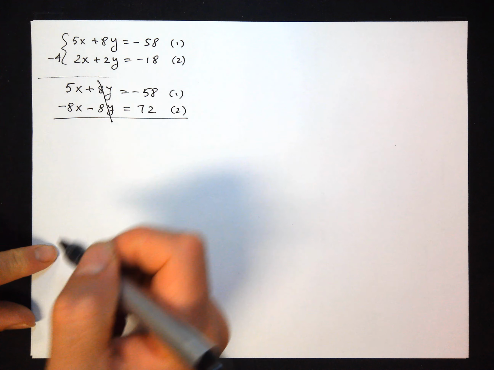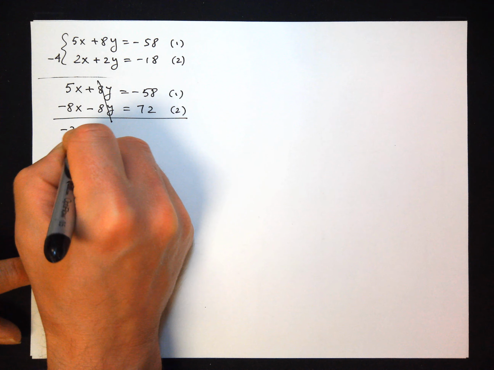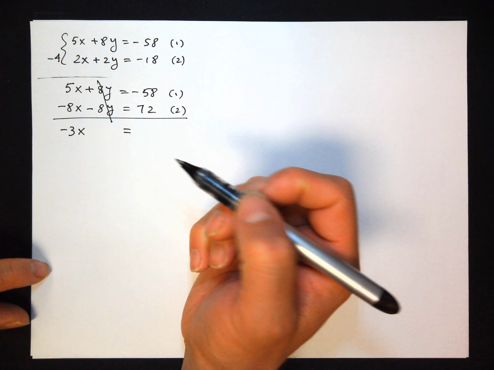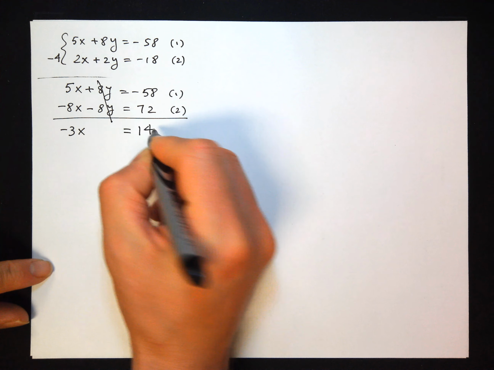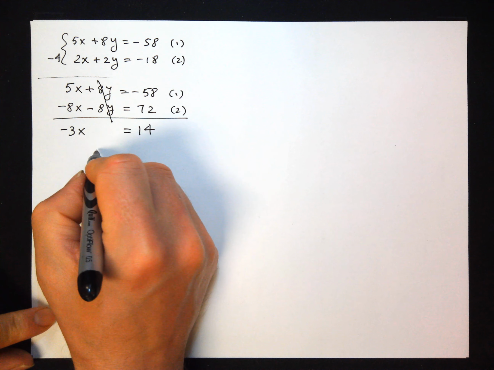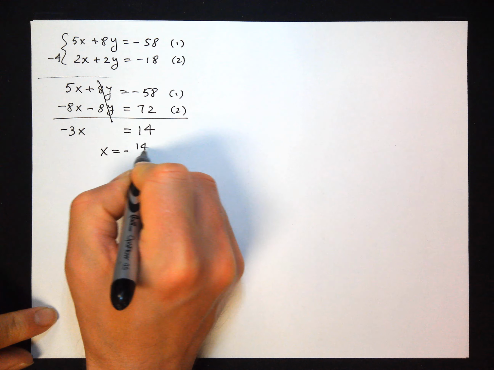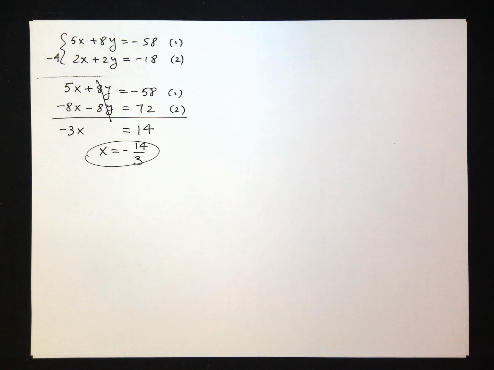Okay, so we cancel this, and then when you add those, you get negative 3x equals, when you add those two, you get 14. Okay, so when you divide by negative 3, you get x equals negative 14 over 3. So notice we got the x coordinate, and it's not like 2, it's not negative 3, it's not one of those nice numbers, just so that you know.